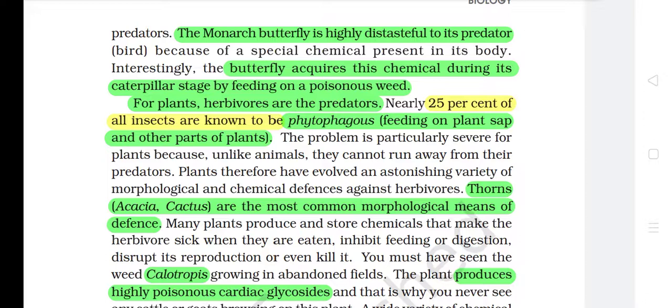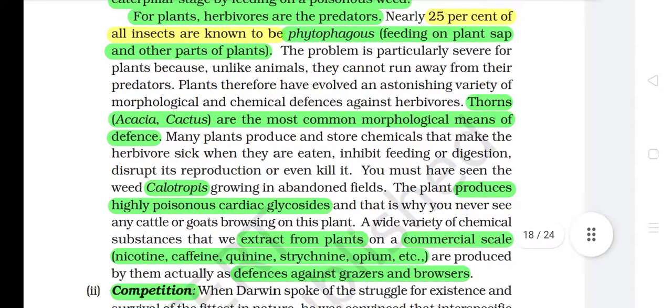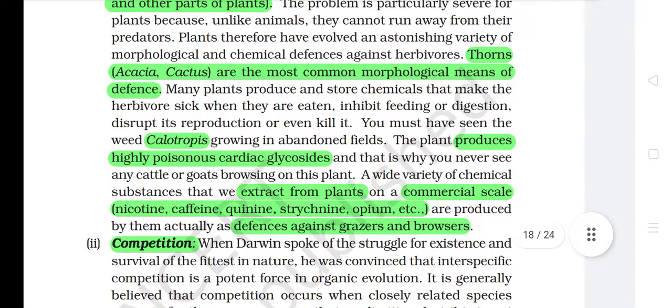For plants, herbivores are the predators. Nearly 25% of all insects are known to be phytophagous, feeding on plant sap and other parts of plants. The problem is particularly severe for plants because, unlike animals, they cannot run away from their predators. Plants, therefore, have evolved an astonishing variety of morphological and chemical defenses against herbivores. Thorns, as in acacia and cactus, are the most common morphological means of defense.